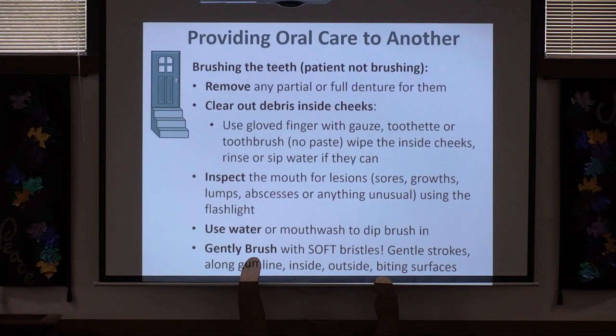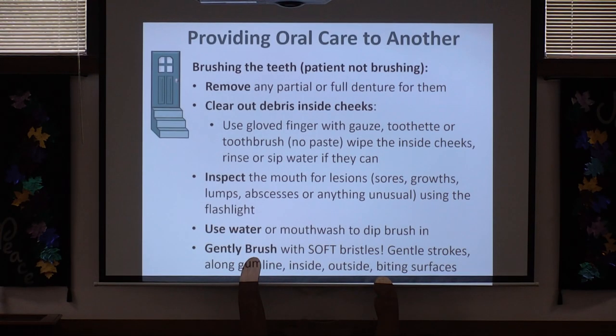Brushing the teeth, patient not brushing. Remove any partial or full denture for them. Clear out debris inside the cheeks. Use a gloved finger with gauze, toothette, or toothbrush. No paste. Wipe the inside of the cheeks, rinse, and sip water if they can. Then inspect the mouth for lesions, sores, growths, lumps, abscesses, or anything unusual using the flashlight.